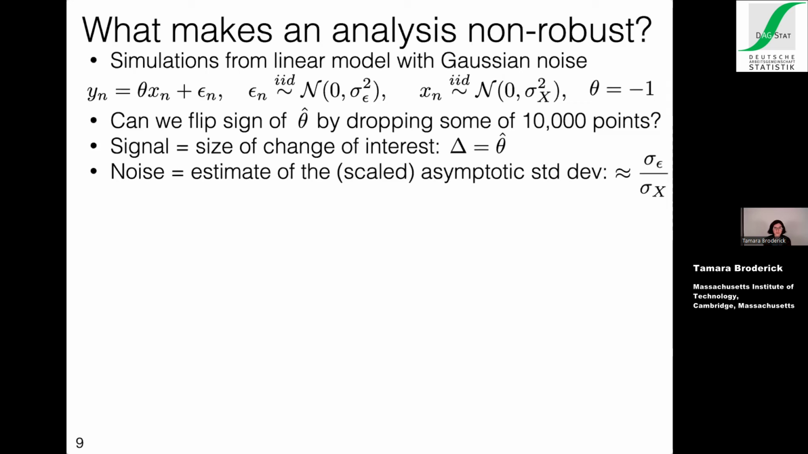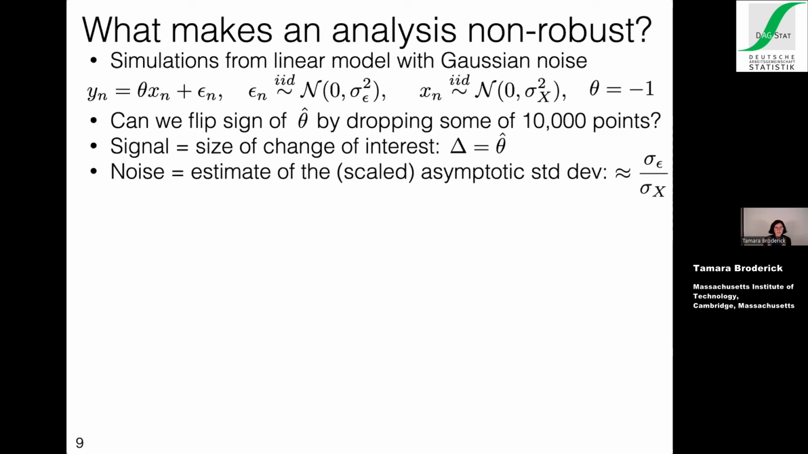The shape term is pretty constant across different problems, and the scale term is an estimate of the scaled asymptotic standard deviation. For the purposes of intuition in this particular example, this is roughly sigma epsilon divided by sigma x. Let's think about why this makes sense. If sigma epsilon is very small and sigma x is very large, just think about the data that we would generate here. It's going to look like this perfect textbook line. It's going to be so obvious what theta is. There's going to be no question.